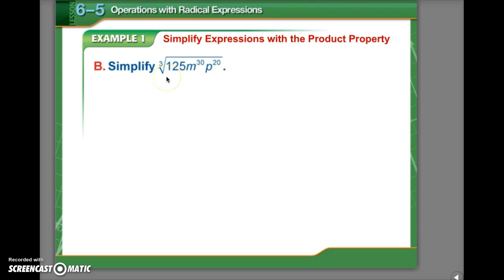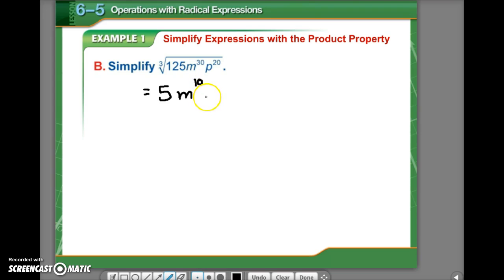Okay, let's try the same concept, but we're doing a cube root this time. So here's what I'm thinking. I'm going to do the cube root of 125, and I know from looking at the exponent table, or just because I've memorized this, that the cube root of 125 is 5. And then I'm going to do the cube root of m to the 30th. That's 1/3, or taking 30 and dividing by 3, and that's going to give me m to the 10th power.